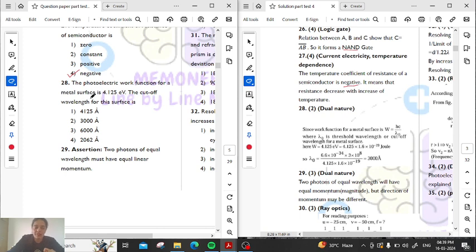लेट्स मूव टू द 28th क्वेश्चन, the photoelectric work function for a metal surface is 4.125 eV. the cutoff wavelength of the surface is, ये किसमें से आ गया, फोटोइलेक्ट्रिक वाले चैप्टर मींस ड्यूअल नेचर के चैप्टर से आ गया. ठीक है. तो इस चैप्टर के अंदर आपको दिया इन्होंने कि वर्क फंक्शन दे दिया इतना है, कट ऑफ वेवलेंथ बताओ उसकी कितनी होगी. अब वर्क फंक्शन का फॉर्मूला पता है अपने को, क्या होता है, W इज इक्वल्स टू HC बाय लेमडा नॉट.